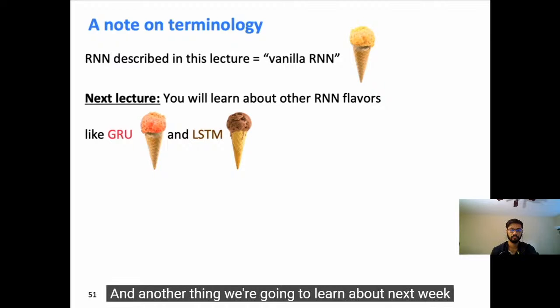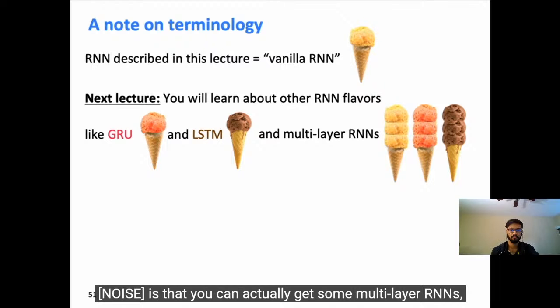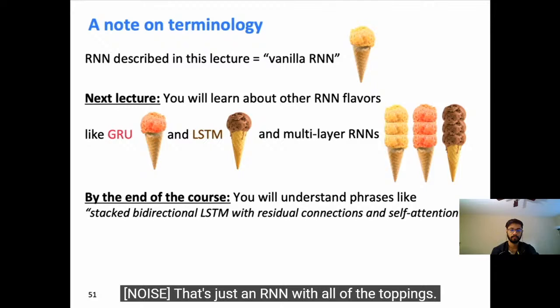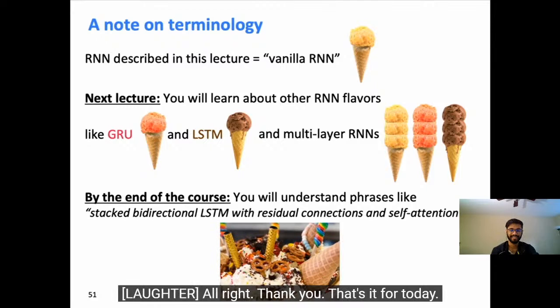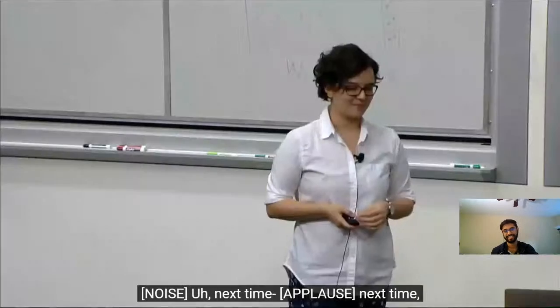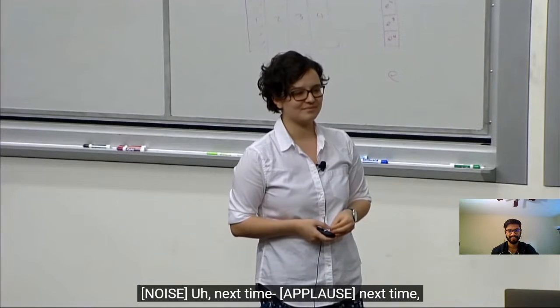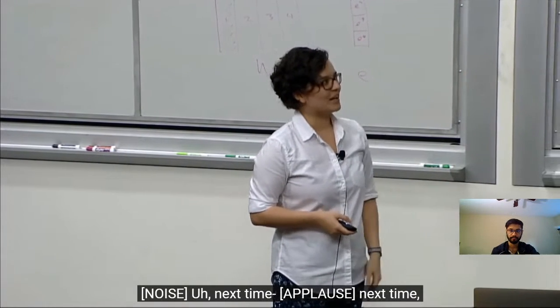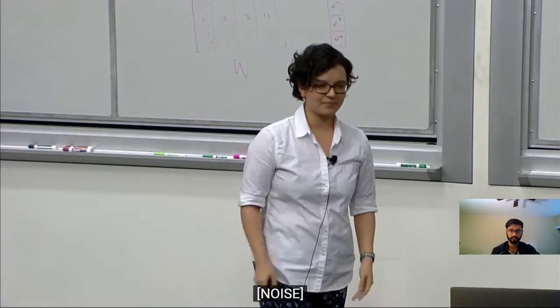Another thing we're going to learn about next week is multi-layer RNNs, which is when you stack multiple RNNs on top of each other. We hope that by the time you reach the end of this course, you're going to be able to read a research paper and see a phrase like stacked bidirectional LSTM with residual connections and self-attention, and you'll know exactly what that is. That's just an RNN with all of the toppings. All right, thank you. That's it for today. Next time we're learning about problems and fancy RNNs.